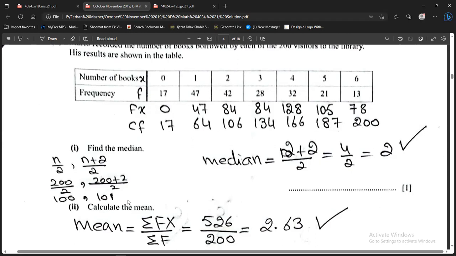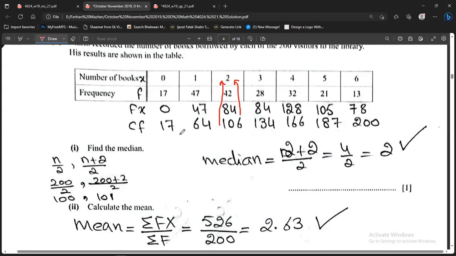So where are those numbers? I will look in the cumulative frequency. Here you have up to 64, and from 65 to 106 are in this class. So the 100th is here, and the 101st is also here. So the value of x at 100 and 101 is 2. Both have the same value. So the median will be (2 plus 2) divided by 2, so that will be 4 by 2, and that will be 2. So the median is 2.